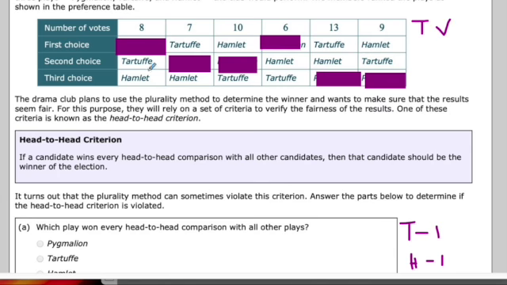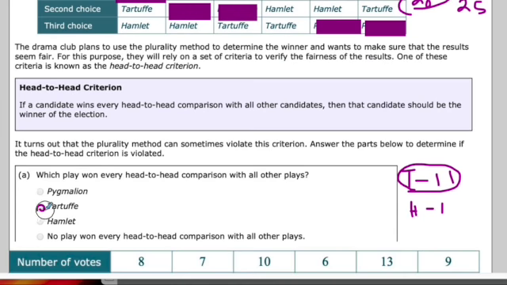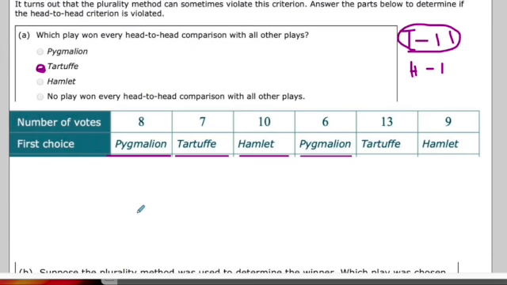So in this column, Tartuffe's on the top, so he gets 8, then 7, and then 13. So Tartuffe has 28 points here. Let's see what Hamlet's got. Hamlet has 10 plus 6 is 16 plus 9 is 25. So that means Tartuffe gets another point. So Tartuffe has 2 points and Hamlet has 1, so Tartuffe is the winner in all the head-to-head comparisons. So Tartuffe wins.